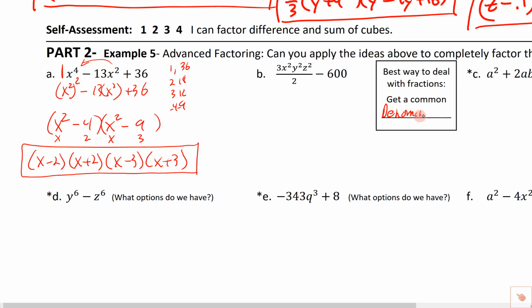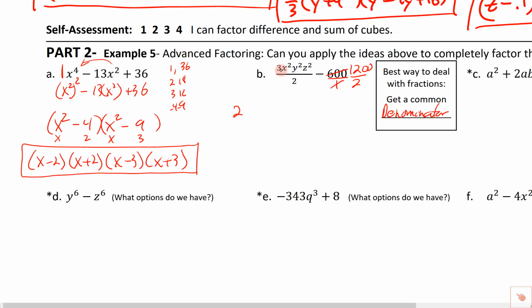So I'm going to write denominator right here. And let's go ahead and get a common denominator. So I'm going to put a 1 down here. And if I get a common denominator, this is going to be a 2, and the top's going to be a 1200. So 1200 over 2 is the same as 600. Now let's start taking out common factors. Out of the denominator, you can take out a 2, so we'll go ahead and take out a 2.